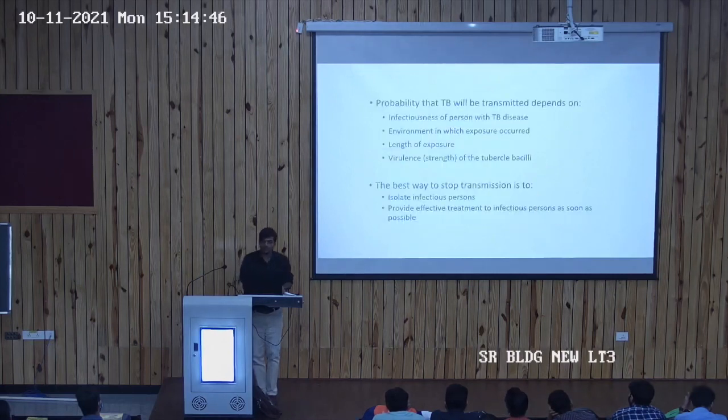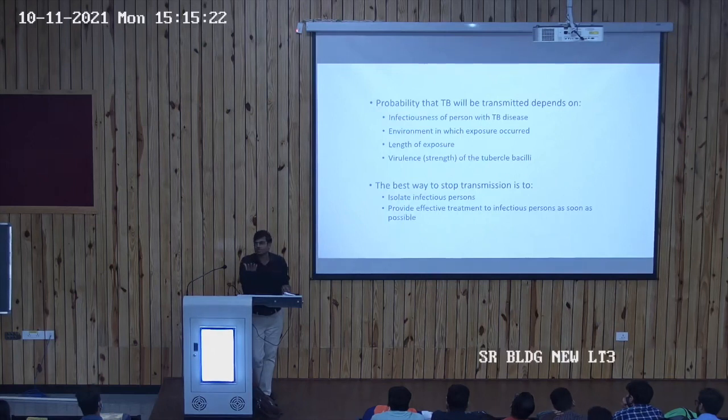The probability that TB will be transmitted depends on the infectiousness of the person with tuberculosis disease, the environment in which exposure occurred, the length of exposure, and the virulence of the tubercle bacilli. From a transmission point of view, all respiratory diseases are the same, whether it is COVID or tuberculosis. They all transmit in the very same way. If a person has more load of bacilli, which is the first point, infectiousness of the person, the chances are that more bacilli will be released in every droplet. Environment in which exposure occurred.